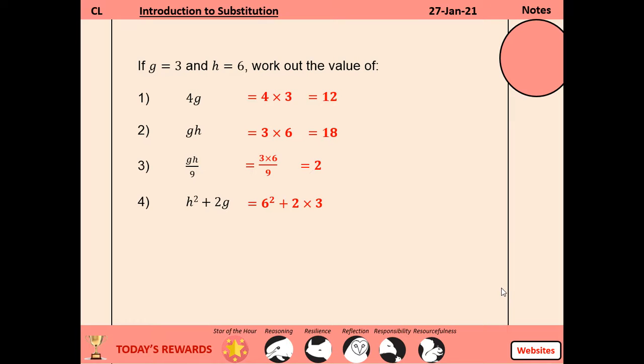6 squared is, remember, you need to know your square numbers. 6 squared means 6 times 6, which is 36. And then you're going to do 2 times 3, which is 6. Add them up. 36 plus 6 gives me 42. Remember, you do your BIDMAS. You do the 6 squared first, that gives you 36. Then you do your 2 times 3, that gives me 6. Add 36 plus 6 gives me 42.